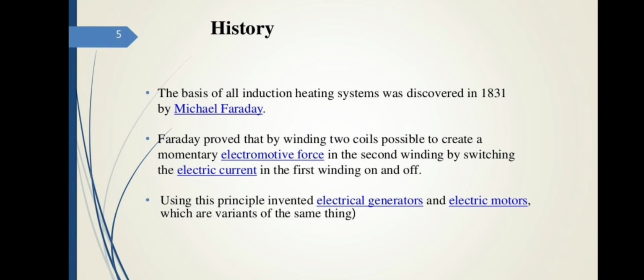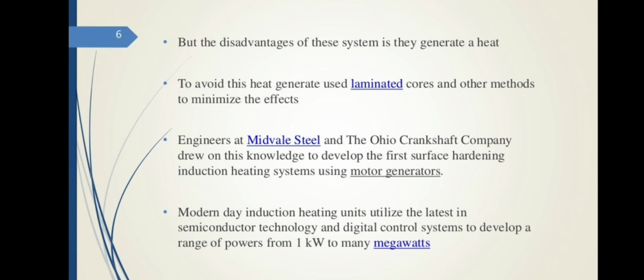Faraday proved that with a winding of two coils, it is possible to create a momentary electromotive force in the second winding by switching the electrical current in the first winding on and off. Using this principle, electrical generators and electrical motors were invented and are frequently working. But the disadvantage of these systems is that they generate a lot of heat. To avoid this heat, laminated cores and other methods are used to minimize this effect.